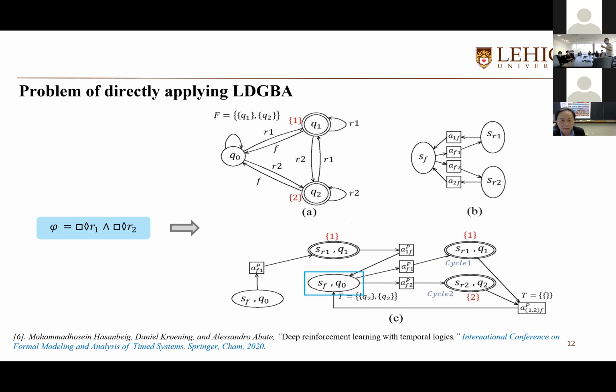So here is the problem of directly applying the LDGBA. Like figure A, we can regard it as an automaton structure. Figure B is an MDP structure. And we do the product MDP process.